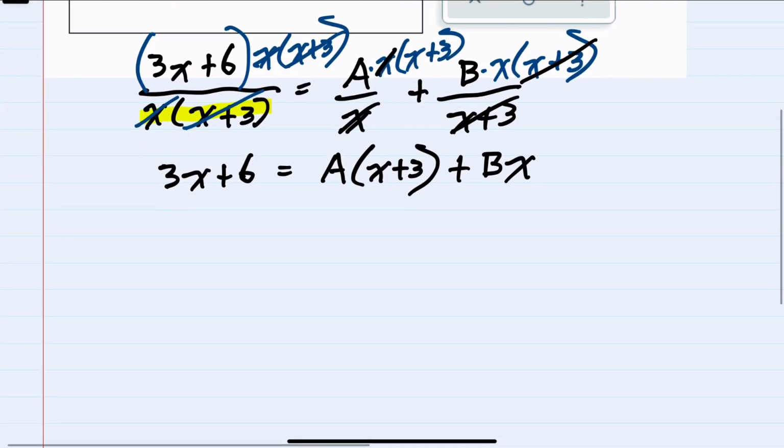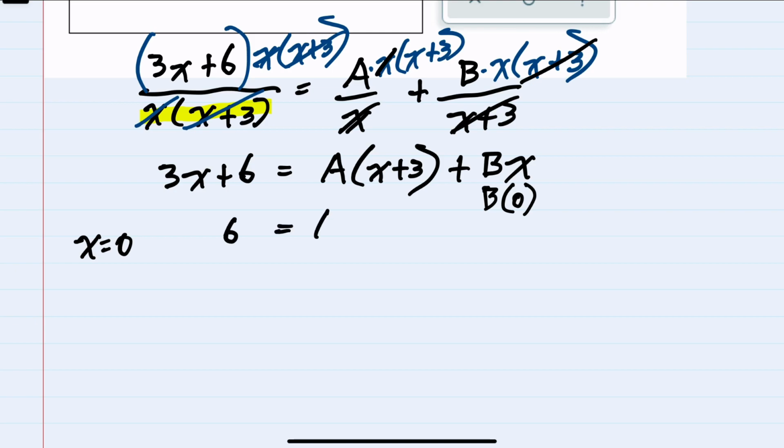Now that we have this expression, we can start choosing values of x to get some of these terms to cancel. So for example, if I let x equal 0, then on the right-hand side, the b term is going to cancel. The left-hand side, 3 times 0 is 0 plus 6. And then a times 0 plus 3 is just 3. The b term has canceled, so I can solve for a and see that a equals 2.